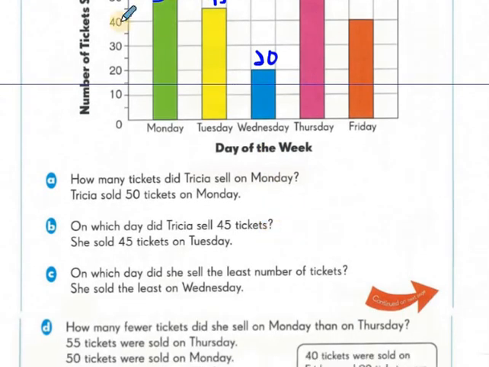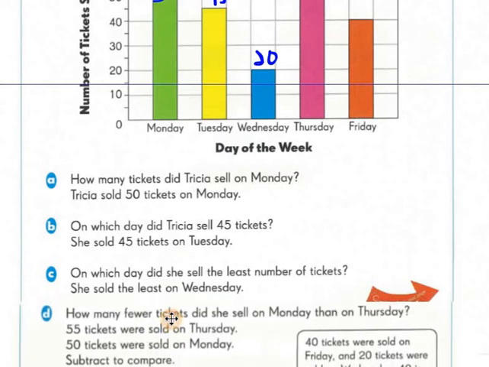How many fewer tickets did she sell on Monday than Thursday? So this is like a little story problem, isn't it? So I'm going to grab some colors and help me out here. I'm comparing Monday and Thursday, and this question says "than," so this is the word that's telling me I'm comparing. And we want to know fewer. This is what we want to know. We want to know fewer.